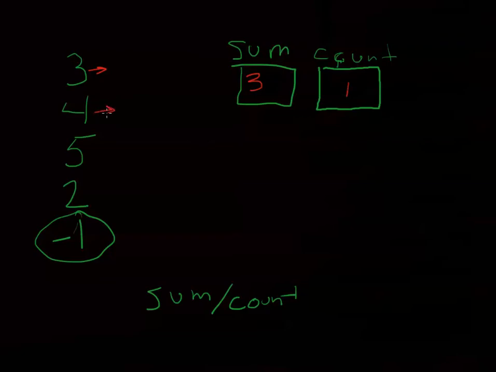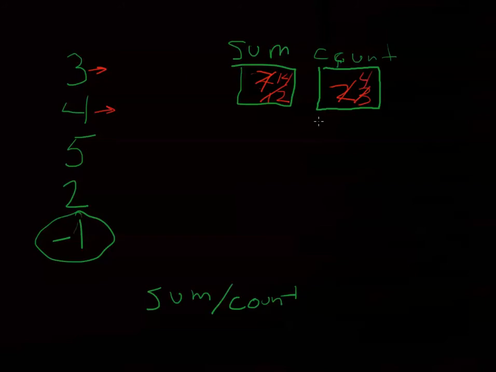Next turn around our loop, we're going to ask the user for a number. The user is going to type in 4. And we're going to update our sum to be 7, and we're going to update our count to be 2. And we're going to proceed. When we get our number 5, we're going to overwrite this with 12. We're going to get our count to be 3. When we get our 2, we're going to get this to be 14. We're going to get count to be 4.